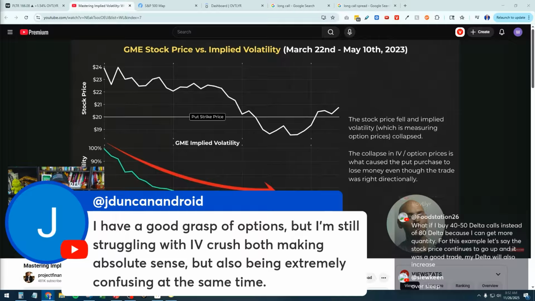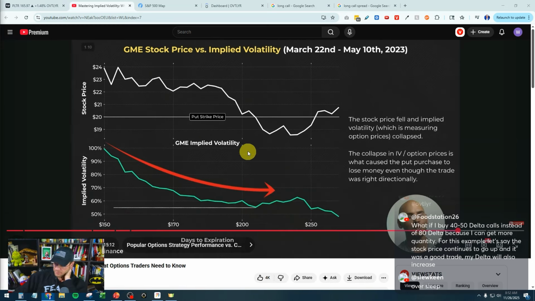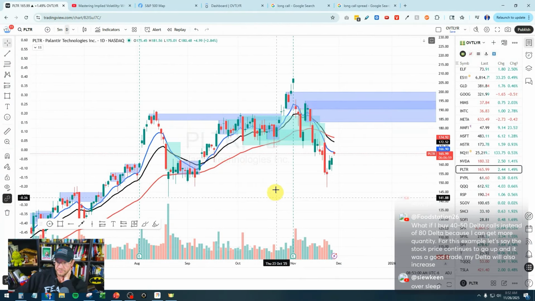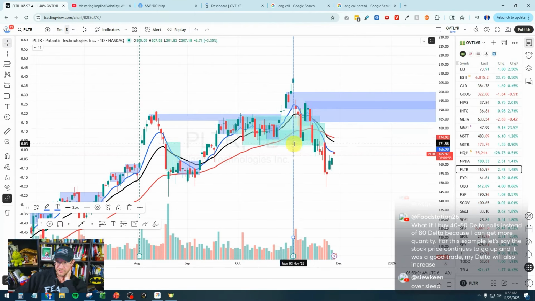I have a good grasp of options, but I'm still struggling with the IV crush, both making absolute sense, but also being extremely confusing at the same time. So let's think about it. If we have earnings coming up, implied volatility is going to be super high. Let's go to Palantir when it had earnings. Implied volatility is going to be super high because we don't know where it's going to go.